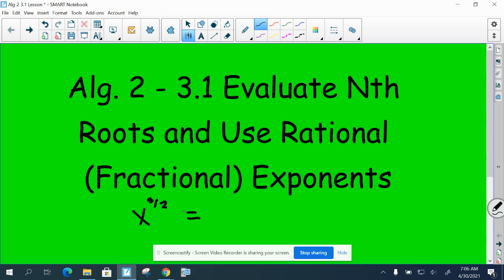So the 2 would be the root, and the 5 would be the exponent. So this would be the square root, because there's an invisible 2 here, of x to the 5th power. Or you could write the square root of x and then to the 5th power outside of the square root symbol. So that's what we're going to talk about in this lesson.